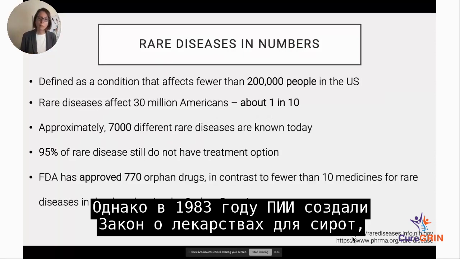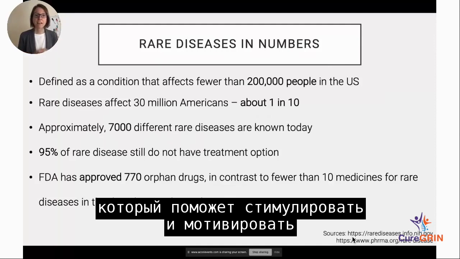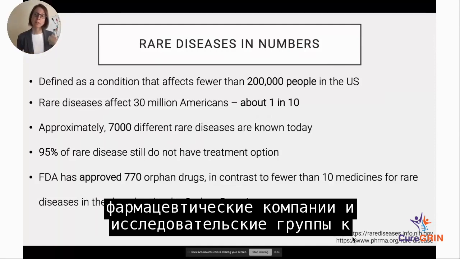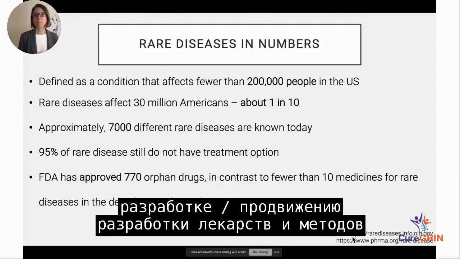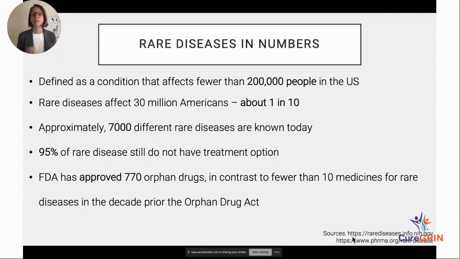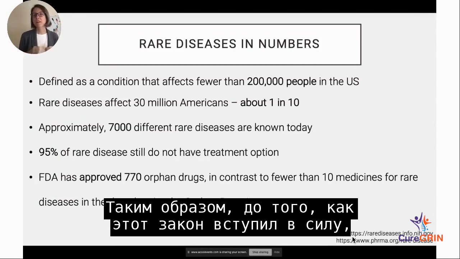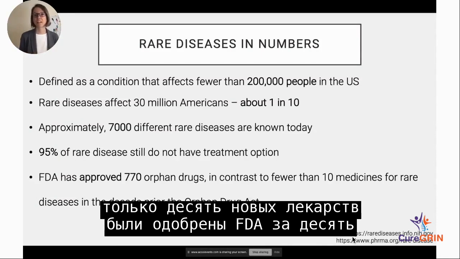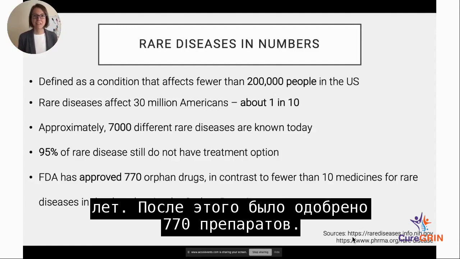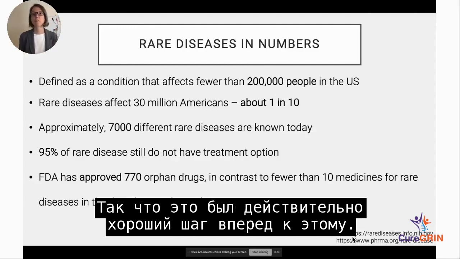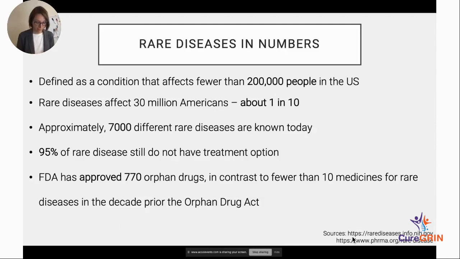However, we know, and this is very sad, that approximately 95% of them do not have any kind of treatment option. However, in 1983, the FDA created the Orphan Drug Act that helps to give incentive and motivation to pharmaceuticals and research groups in order to push the development of drugs and therapies. Before this act was in place, only 10 new drugs were approved by FDA in 10 years. After this, 770 drugs were approved. So that was a really good step forward.